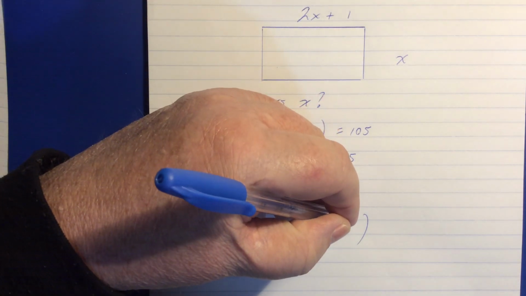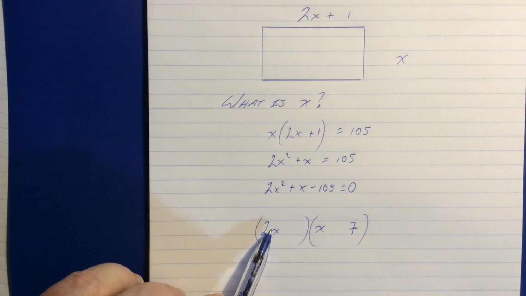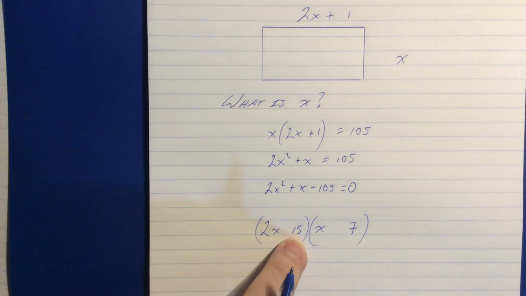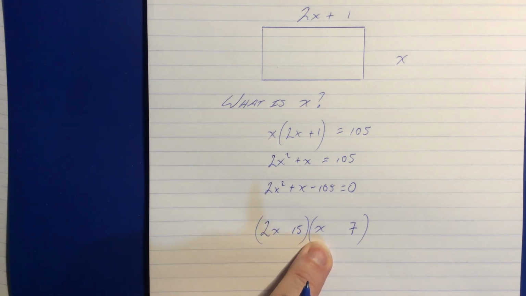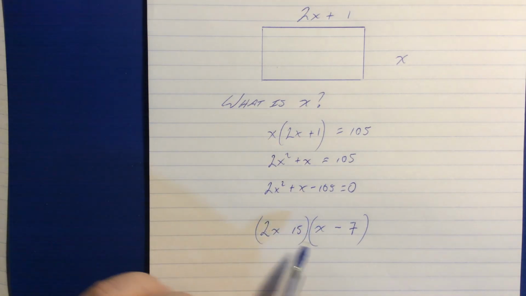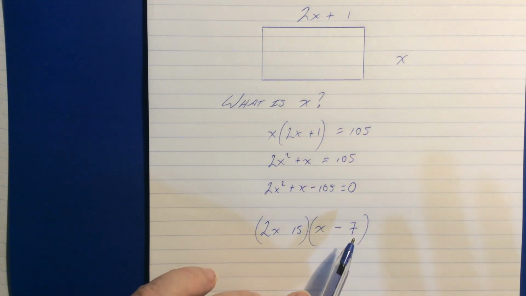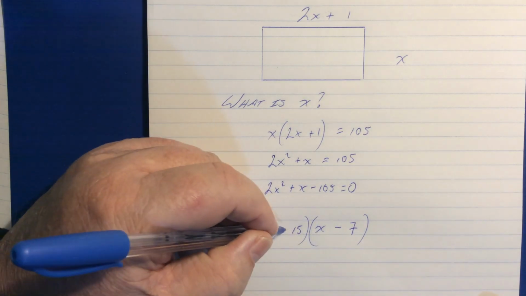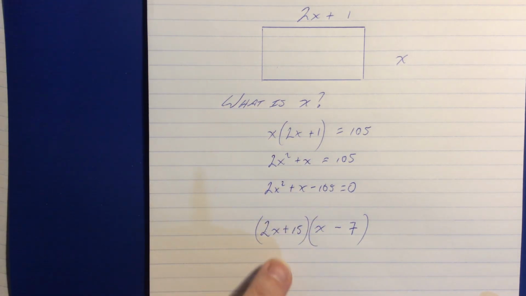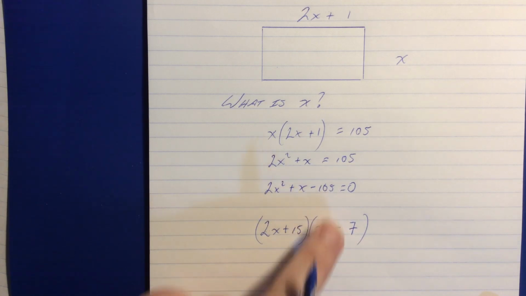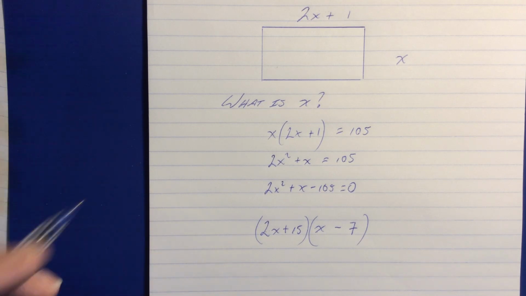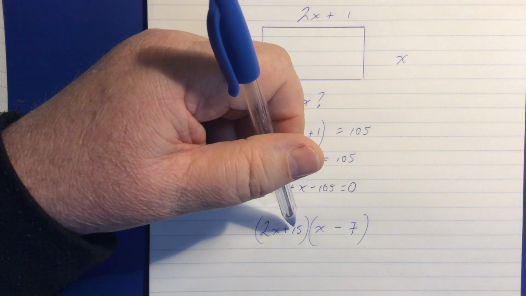So if I put the 7 here, 7 times 2x will give me 14x. And if I put the 15 here, 15 times x will give me 15x. If I make this negative, so we have 2x times negative 7, that gives me negative 14x, and leave this as positive, I'm going to get the x that I want in the middle, the positive x, and I'm going to get negative 105, and I've got 2x squared. So this is the quadratic we want. But we still have a little way to go.